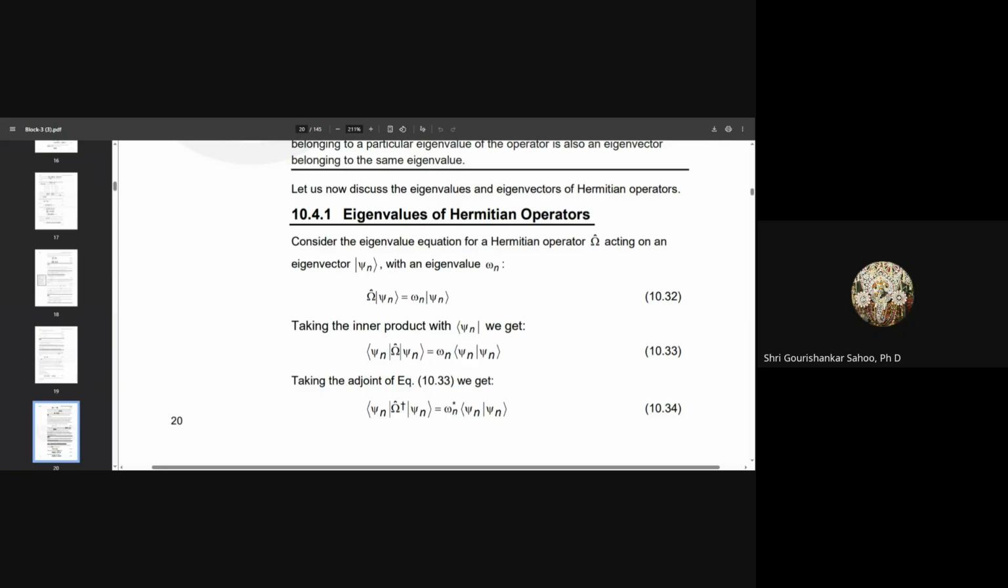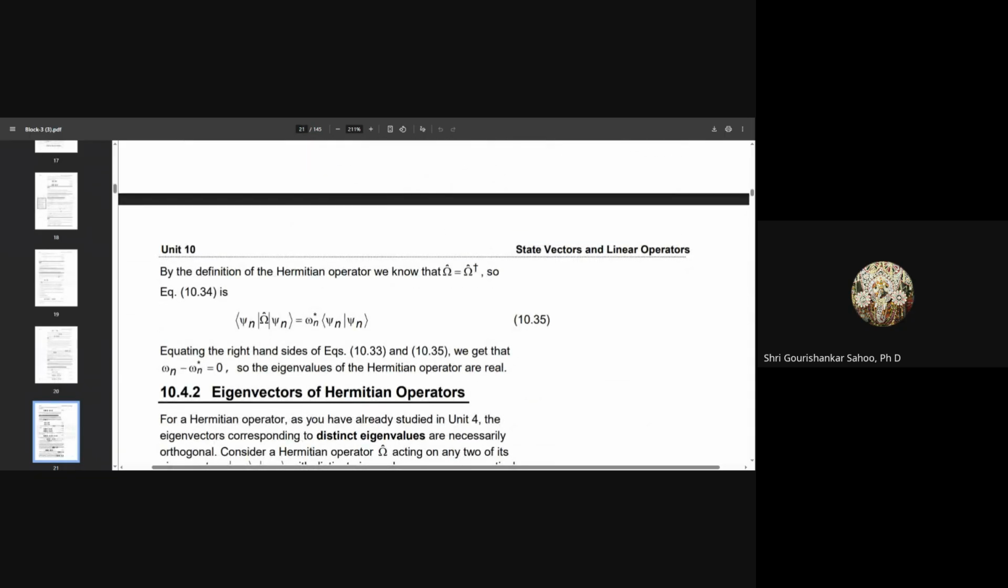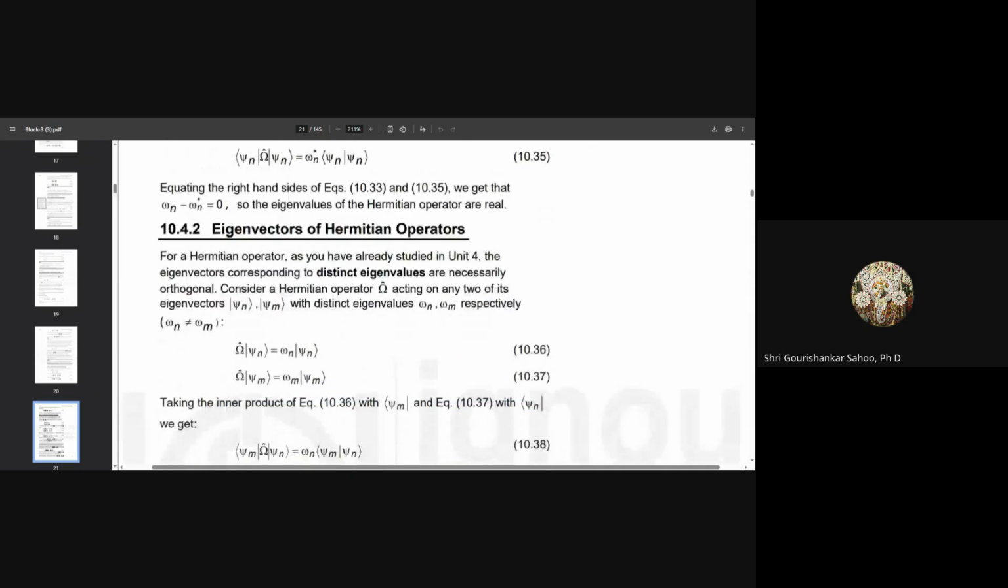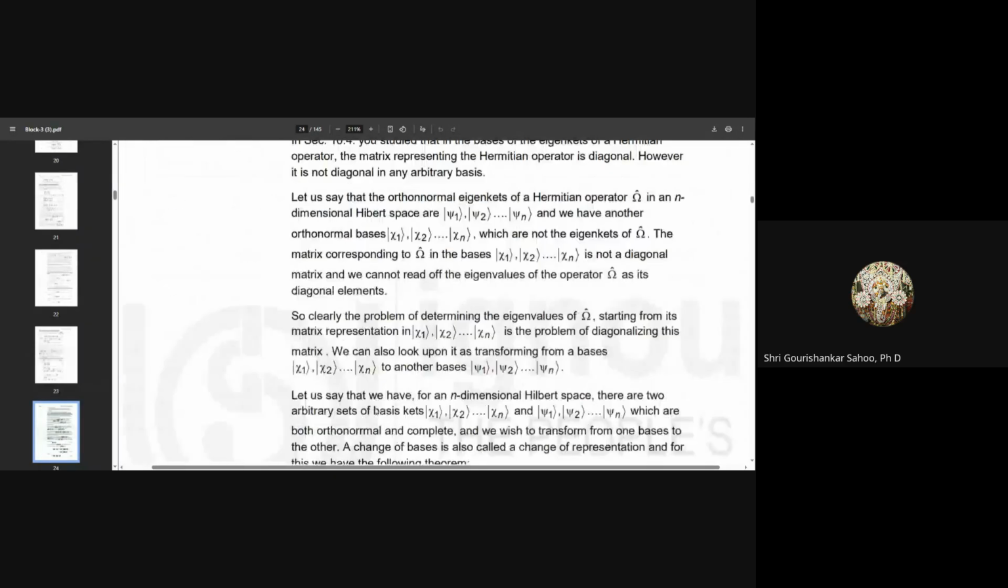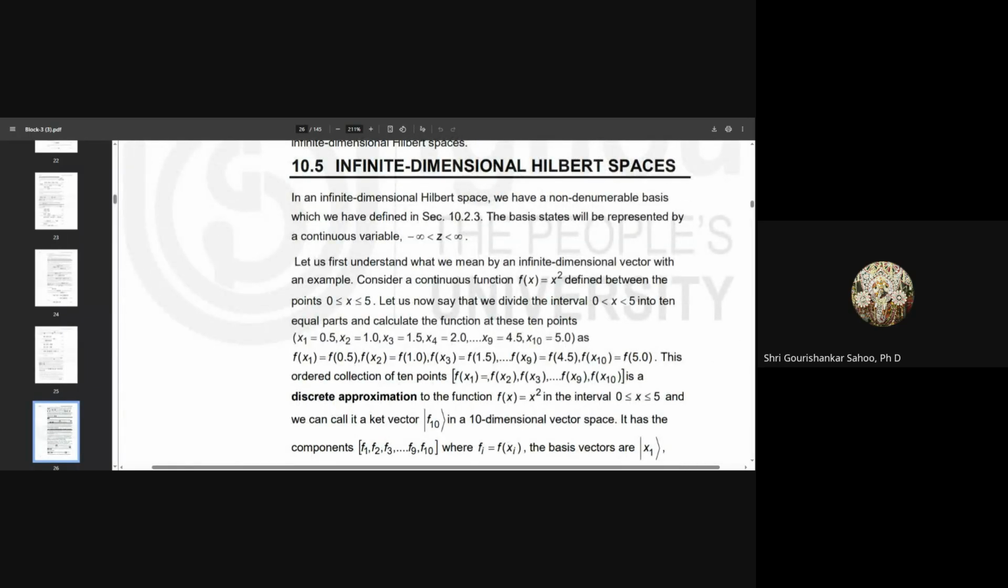Then eigenvalues of a Hermitian operator: omega cap psi n is equal to omega n psi n, and you can have the inner product as shown on the screen. Then eigenvectors of a Hermitian operator you can see on the screen, orthogonality, orthonormality, and so forth. Then commutating operator, unitary operator, these you have discussed in quantum mechanics, but there it was in a differential equation form, and here it is in matrix form.